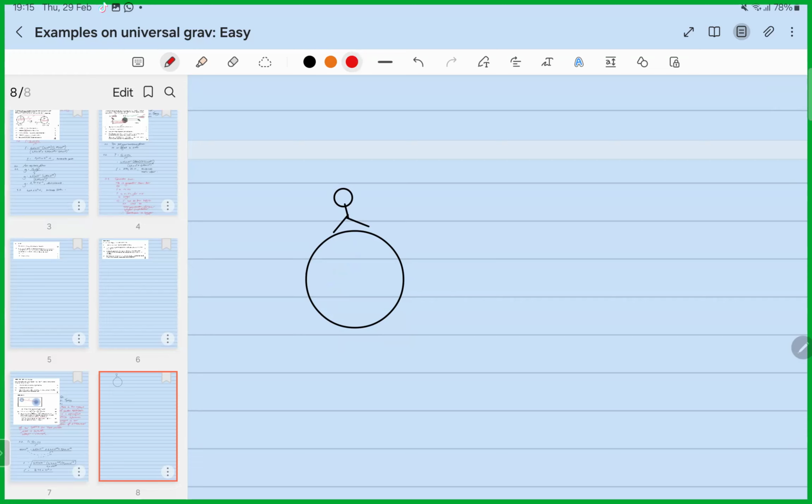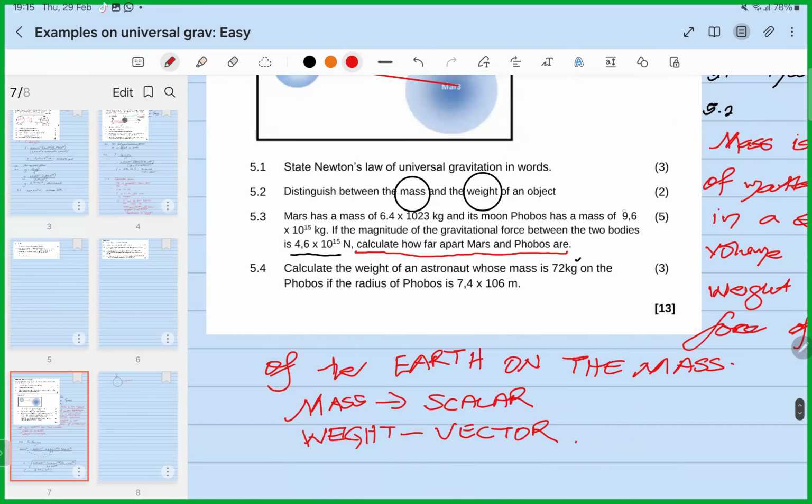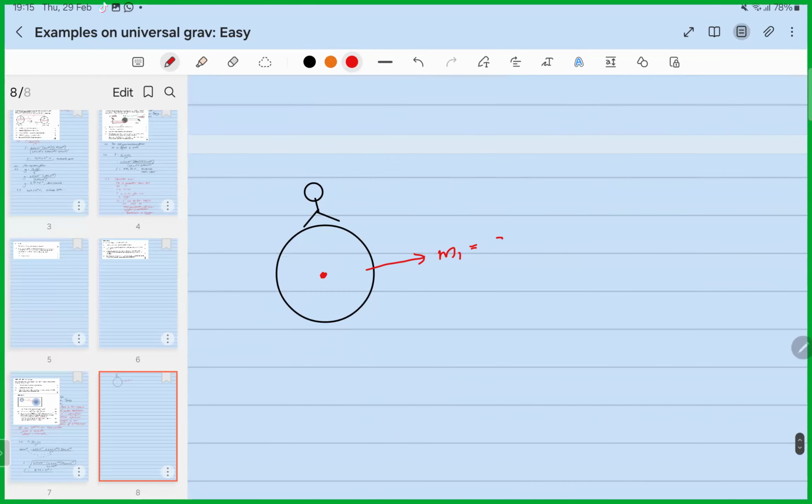To find out the weight of the astronaut, you need the mass of Phobos, which is going to be your M1. And they did give us the mass of Phobos in the previous question. The mass of Phobos was 9.6 times 10 to the 15. They gave us the mass of the man, 72 kilograms. They gave us the radius of Phobos because it's going to be from the center of Phobos to where the man is located.